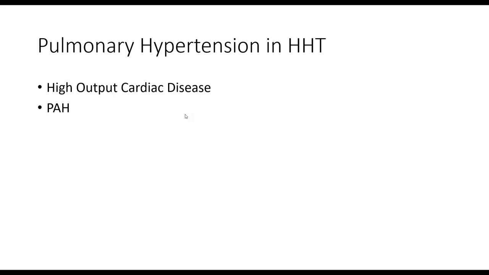So the first type, and by far the most common, is pulmonary hypertension which develops due to high output cardiac disease, which is somewhat common in HHT patients. And I'll talk about that in a moment. The other form of pulmonary hypertension, which we call PAH, or pulmonary arterial hypertension, is a type that happens because of a change in the pulmonary arteries and arterioles themselves, where they become stiff, where they become blocked, and the pressure moving through those blood vessels becomes limited and the resistance increases. So those are the two different types we'll be talking about tonight.